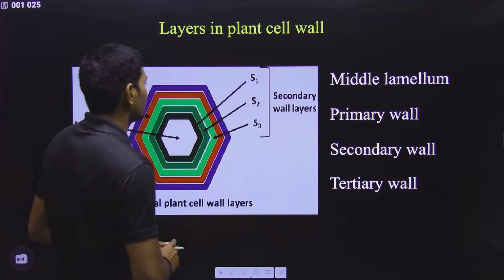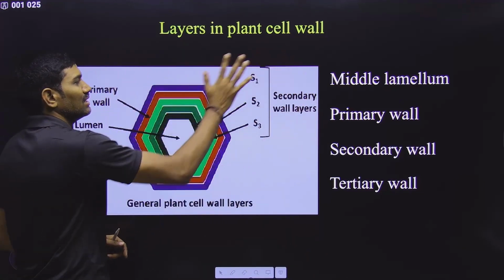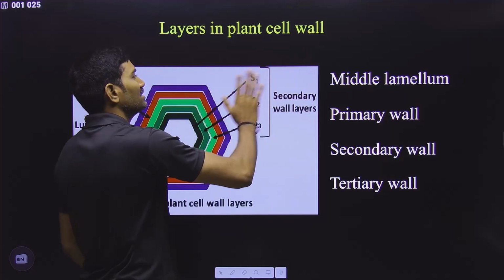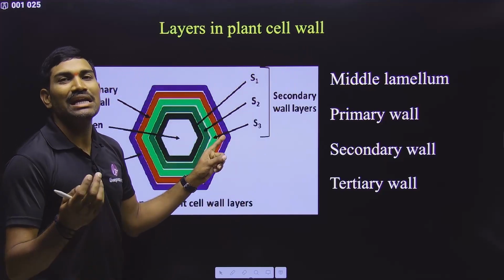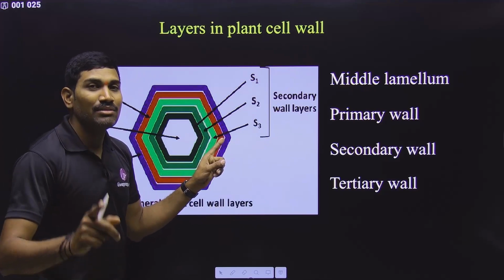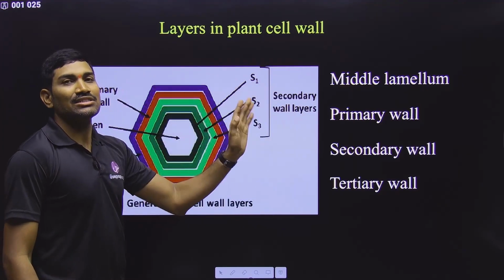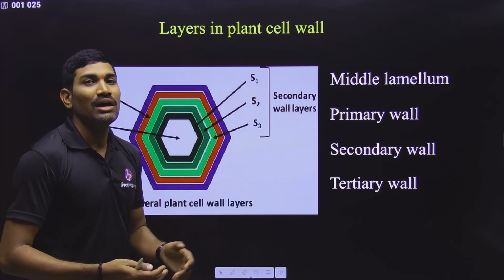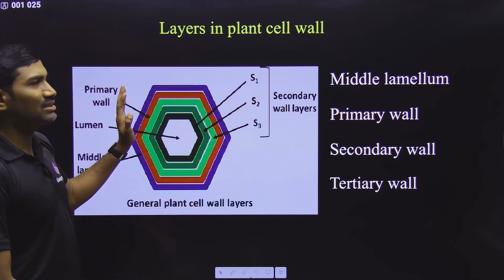Clear. Now suppose this is one cell, and here is the other cell. So now two adjacent plant cells, they are connected by what? It is the middle lamellum. So the middle lamellum is the layer of cell wall that is connecting adjacent cells. That's why it helps as a glue or a connector for the adjacent plant cells. This is some basic information that they are talking about.